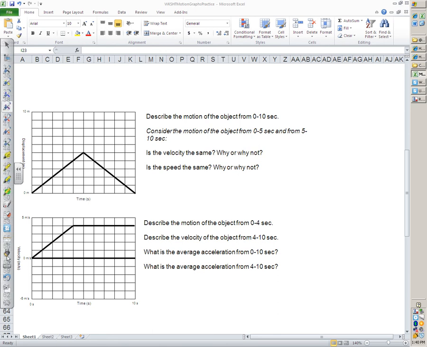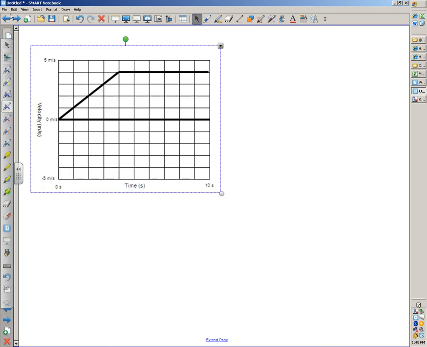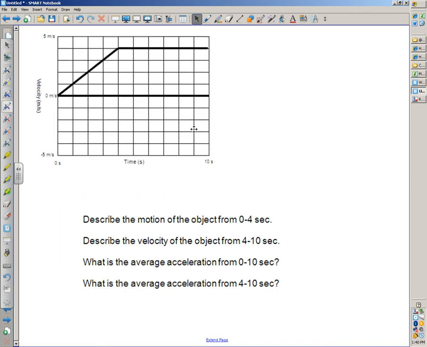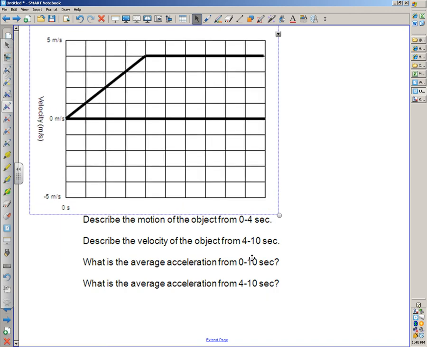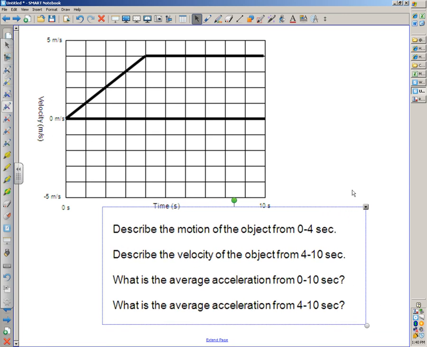There's the picture. There's the questions. Picture increase. Question increase. 1 minute, go.